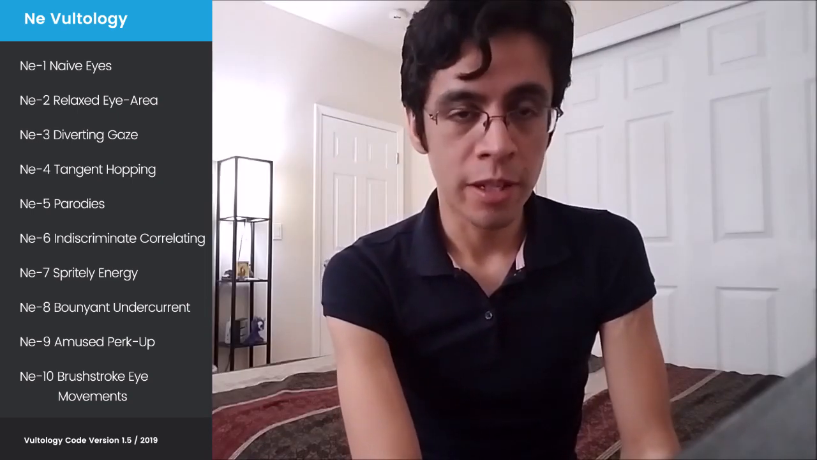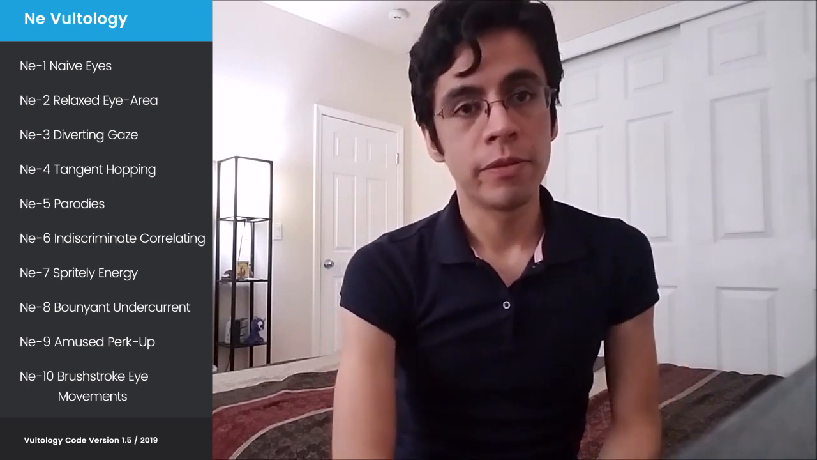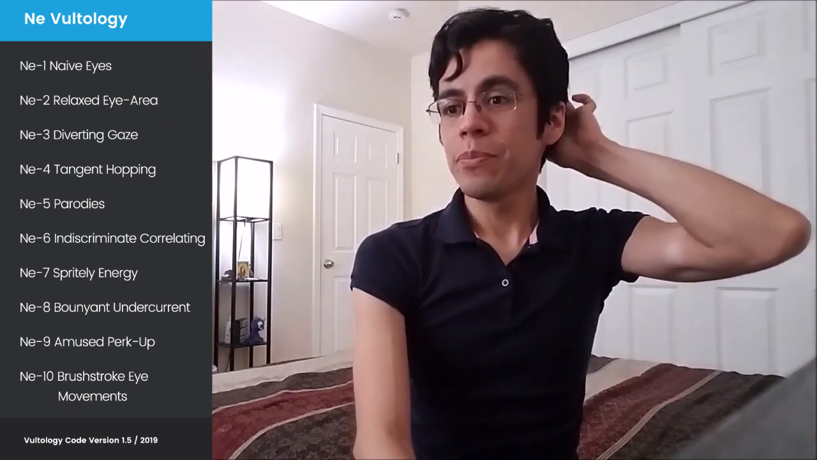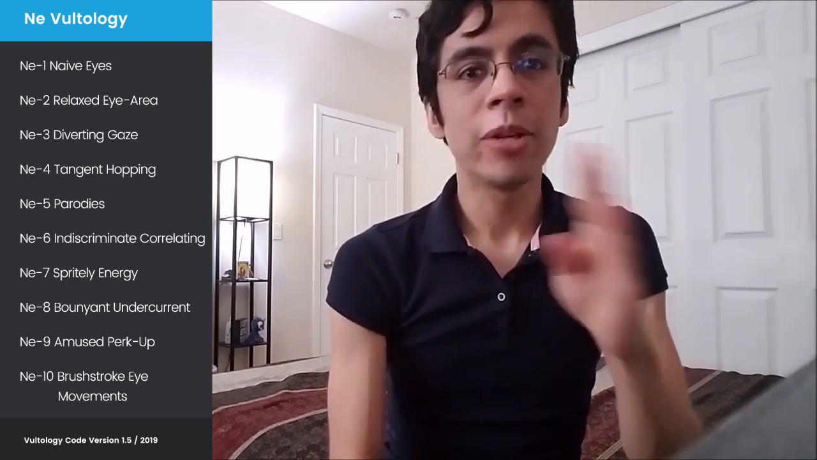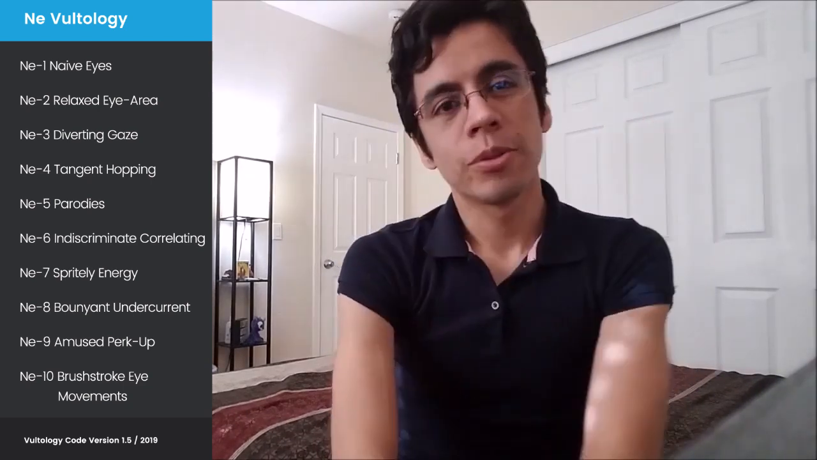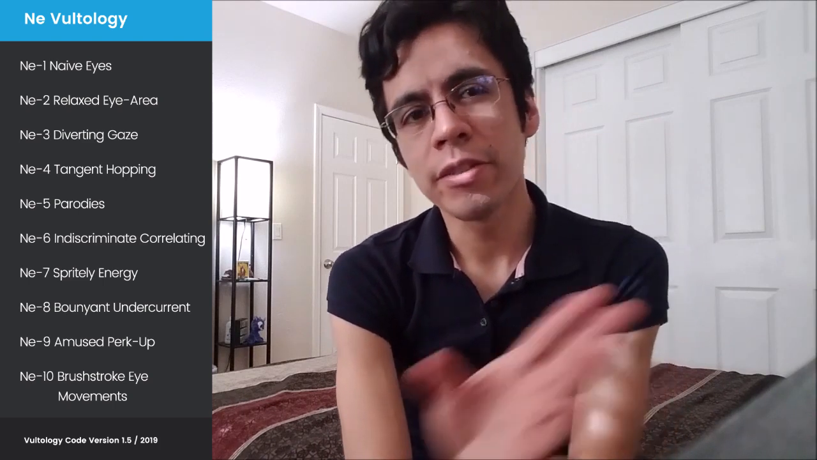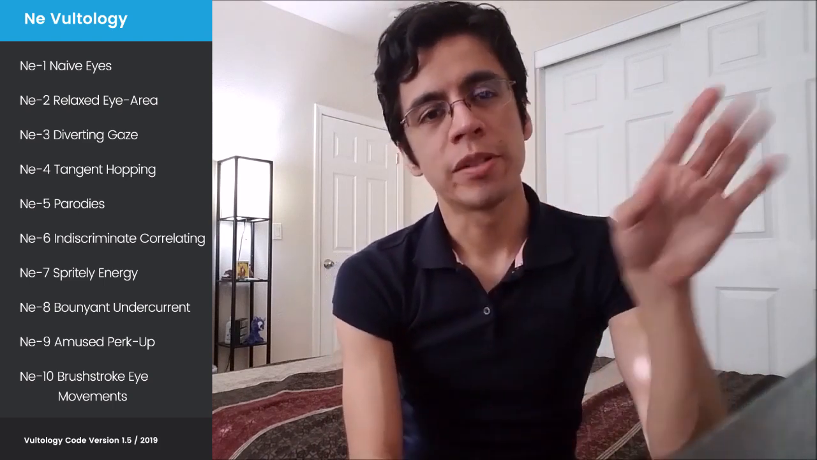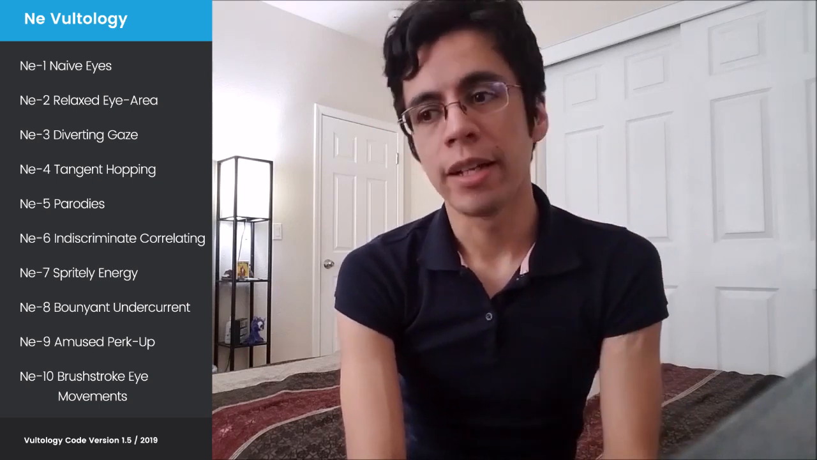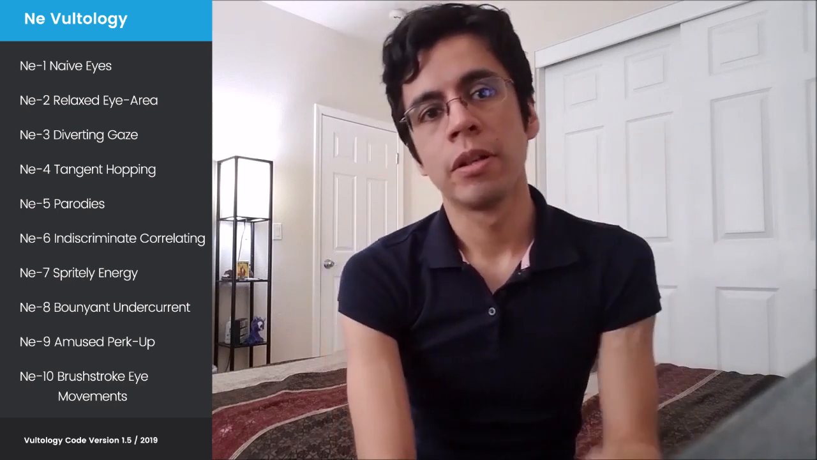NE4 is tangent hopping, and this is a psychological or language signal, and this refers to the tendency to basically stop midway through a tangent and branch to somewhere else, and then branch to somewhere else. So tangent hopping might be a series of questions that branch into more questions. It's different from SI's anecdotal rambling in that tangent hopping is inquisitive in how it branches.